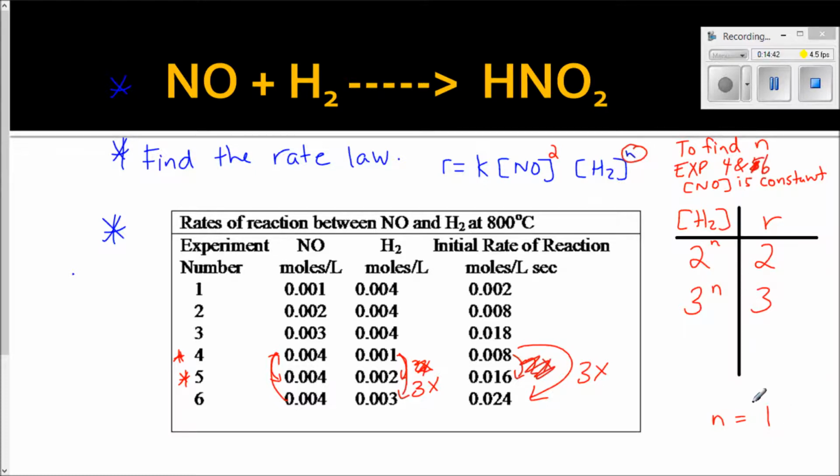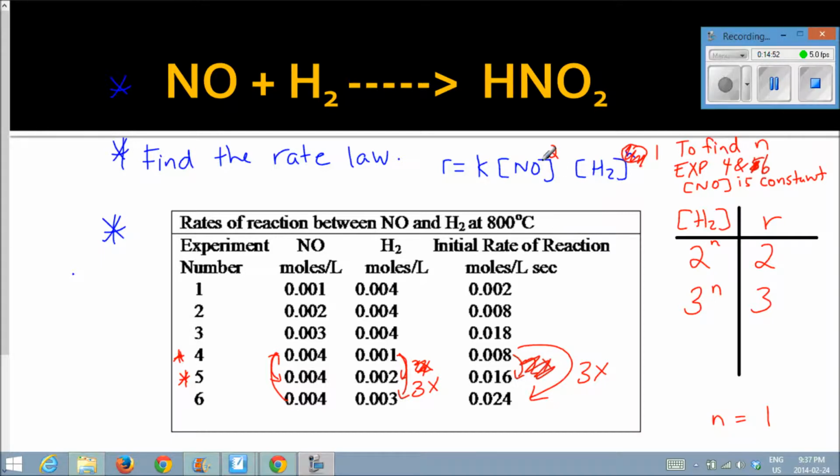Okay, so that's how you find the orders of reactants. What's the overall order of reaction if N is now equal to 1? Well, all you have to do to find the overall order of reaction is just add them together. It equals 3. I'm just going to show you this in case you want to copy this down.